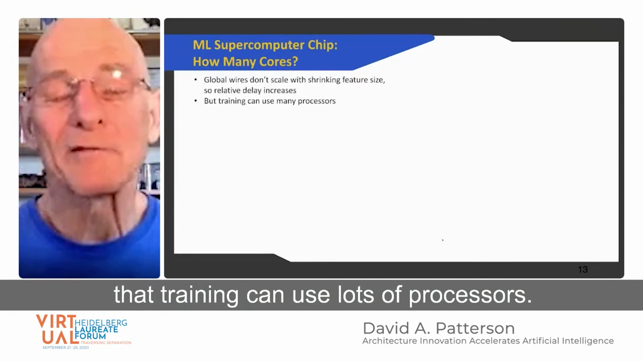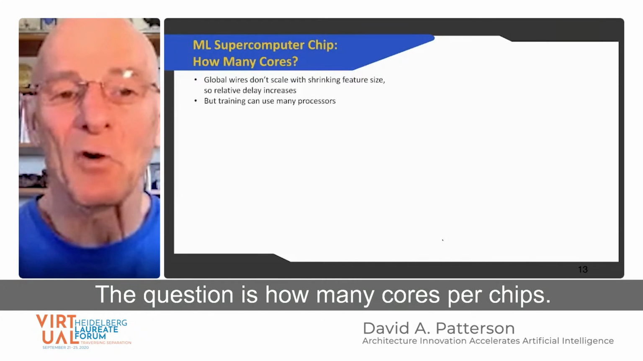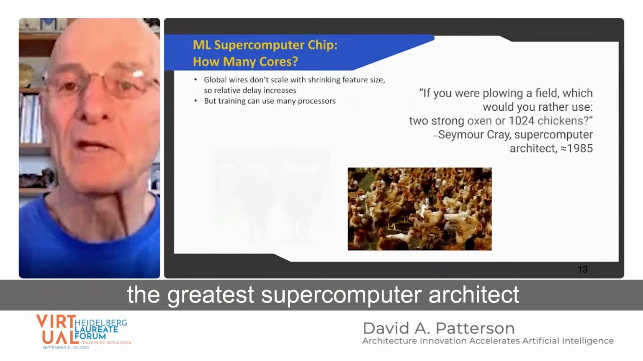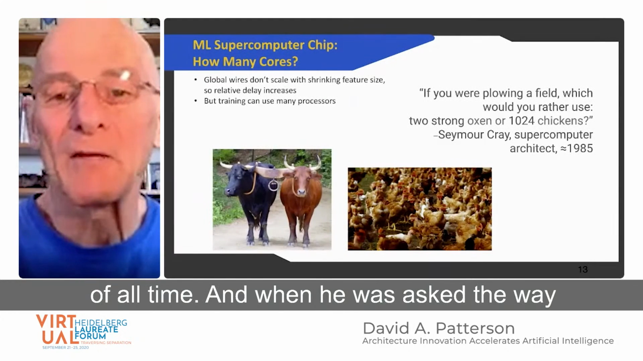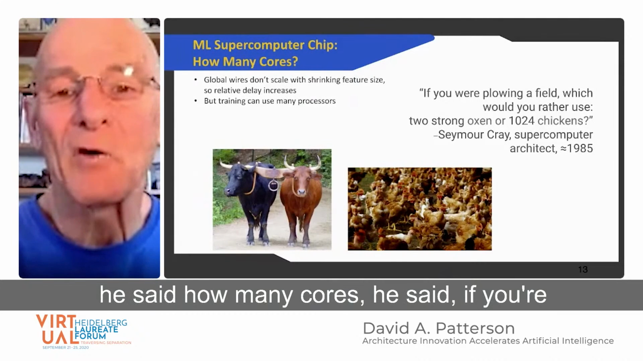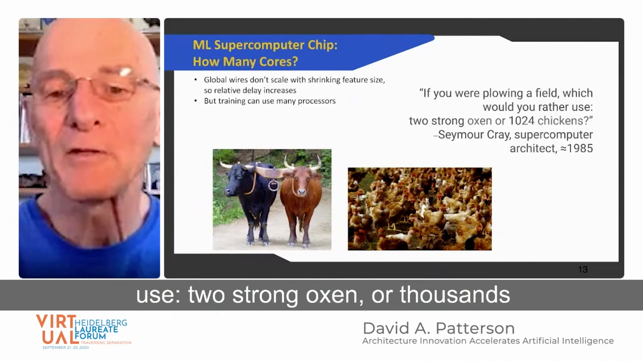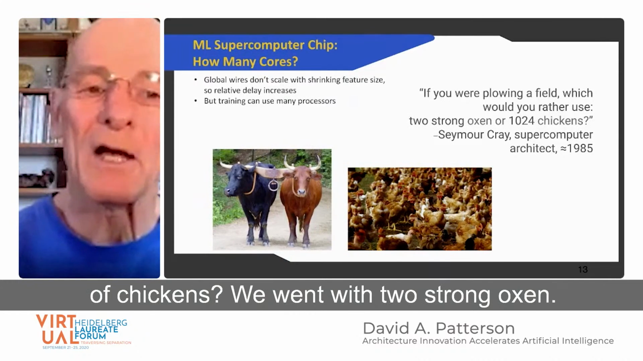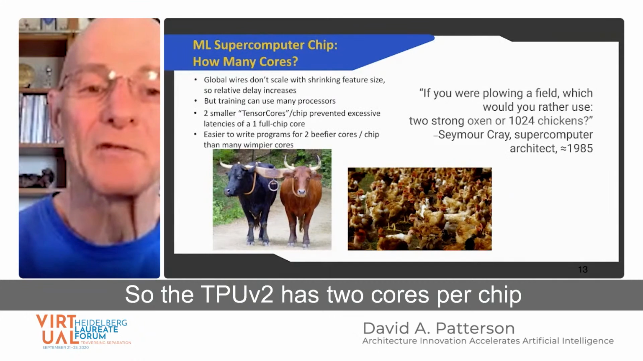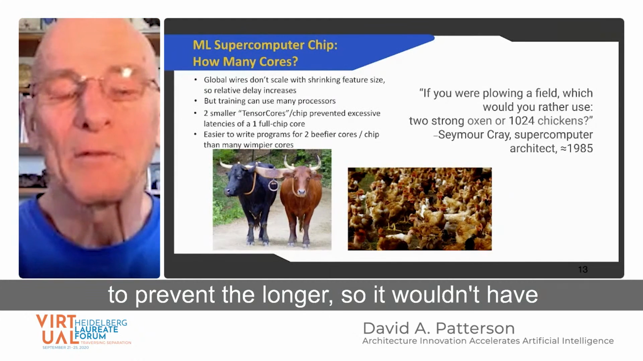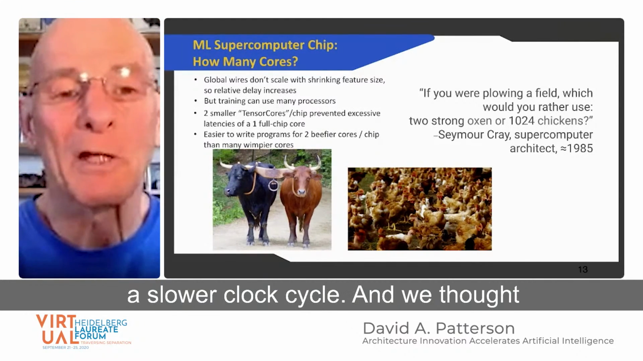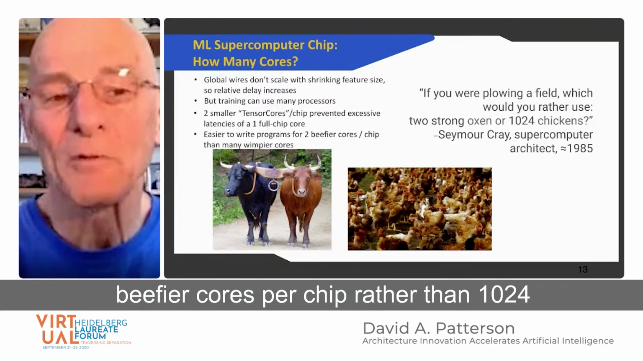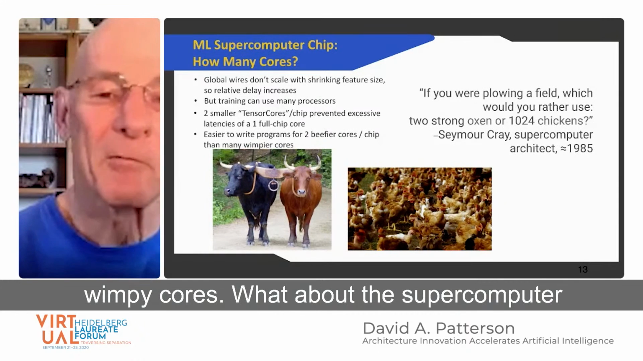Now we know that training can use lots of processors, so it's accepted to use more cores. So where we went for advice is Seymour Cray, the greatest supercomputer architect of all time. When he was asked how many cores, he said, if you're plowing a field, what would you rather use, 2 strong oxen or 1,024 chickens? So we went with 2 strong oxen. So the TPU v2 has 2 cores per chip to prevent the longer wires, so it wouldn't have a slower clock cycle. And we thought it would be easier to do 2 beefier cores per chip rather than 1,024 wimpy cores.